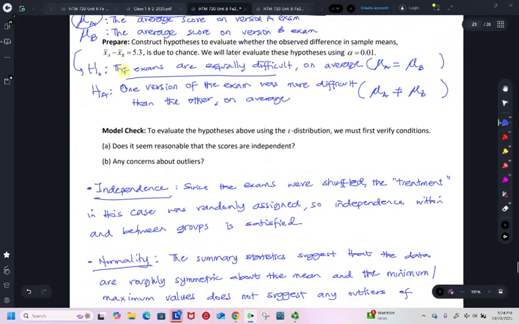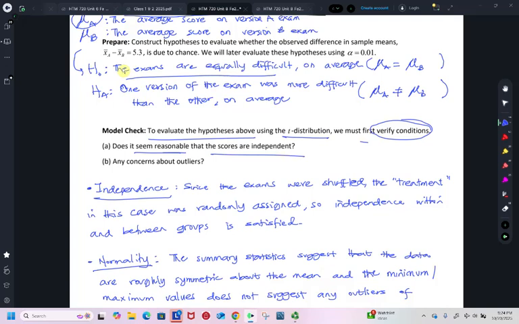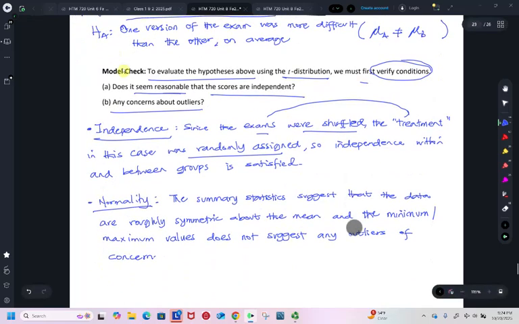Okay, and to evaluate the hypotheses above, to test them one against the other using the t distribution, we need to check two conditions. One, does it seem reasonable that the scores are independent? Well, if the exams were shuffled before being administered to the experimental units, the students, then we can say that the exams, the treatment, were randomly assigned, and so independence within and between groups is satisfied. Then, do we have any concerns with outliers? In which case, if there are any outliers, then there will be issues with assuming normality.